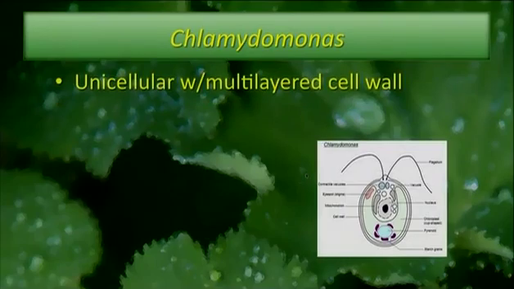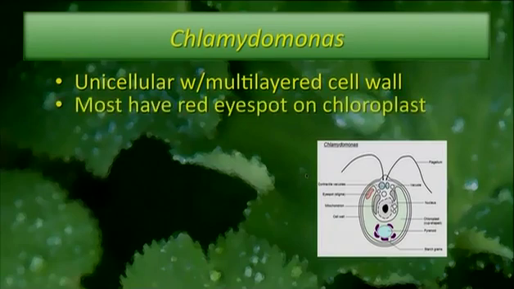Yes, it's unicellular and it has a multi-layered cell wall. Most of them have a red eye spot on the chloroplast. It's not really like an eye, it's actually just a little pigmented area that helps it discern where light is. So the Chlamydomonas can swim toward the light.